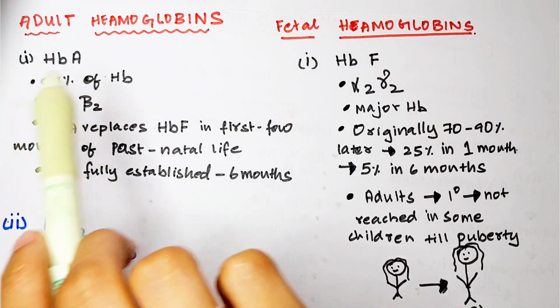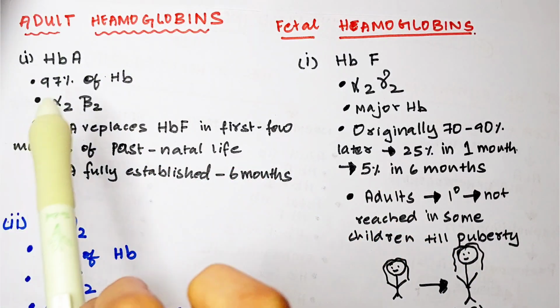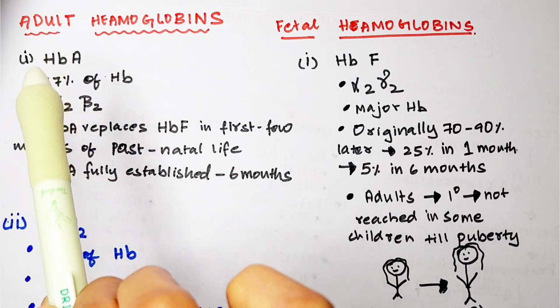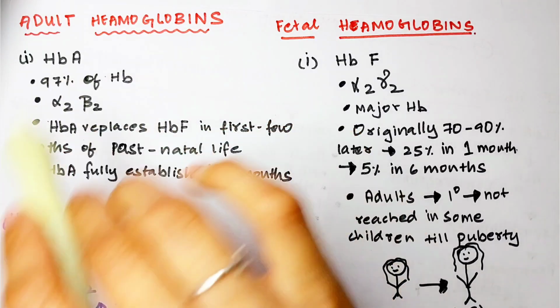The adult hemoglobins. Adult hemoglobin has HbA and HbA2. HbA comprises the majority of the adult hemoglobin. It is almost up to 97% of the entire hemoglobin that is present.